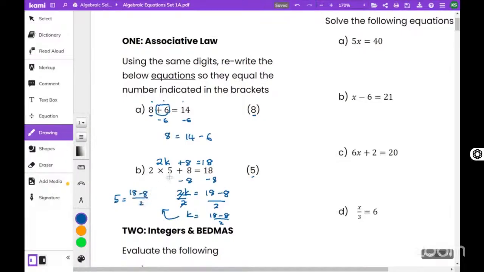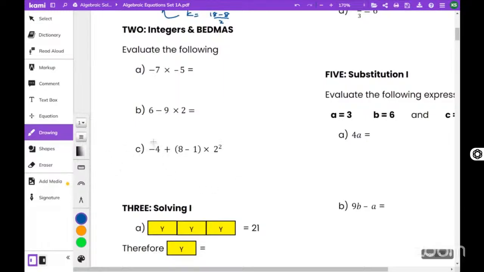For this, have we got every single number in there? 5, yes. 2, yes. 8, yes. 18, yes. All in there. Okay, so the next question now.